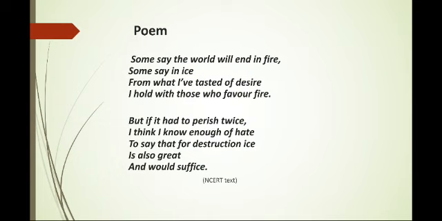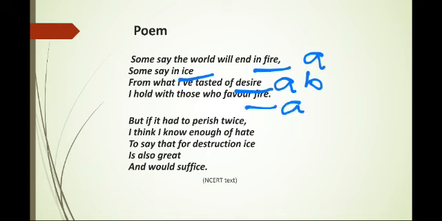Now, this is the poem. You can see the poem consists of only 9 lines. Now, we are going to derive the rhyme scheme of the poem. Fire, if it is A, ice, then it is B. Desire, it is again A, and fire, again A. So, the rhyme scheme of the first extract is AB, AA.